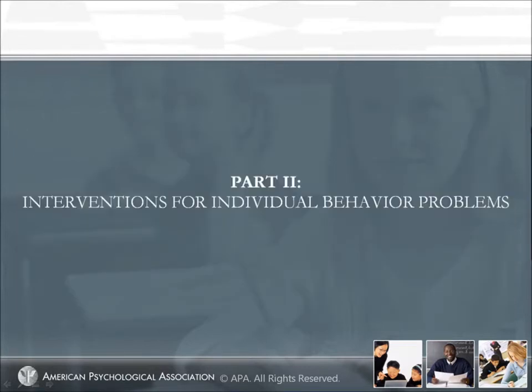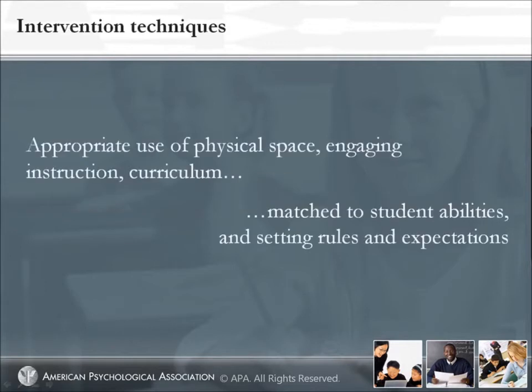Part 2. Interventions for Individual Student Behavior Problems. The first half of this module presented a set of management skills. Now we will discuss some intervention techniques you can use in your classroom. Through appropriate use of physical space, engaging instruction, curriculum matched to student abilities, and setting rules and expectations, you can alleviate a large proportion of classroom misbehavior.